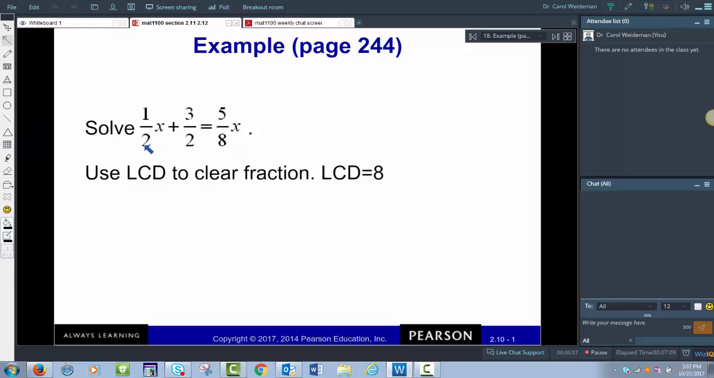Now, notice that there are denominators here. I want to get rid of the denominators before I try to solve it. So the first thing I'm going to do is use the least common denominator to clear the fractions. In this case, the least common denominator is 8. So I'm going to multiply each term by 8.